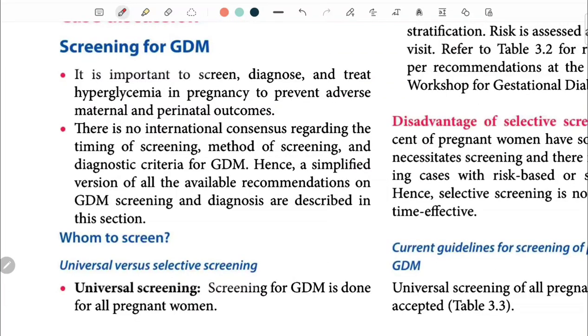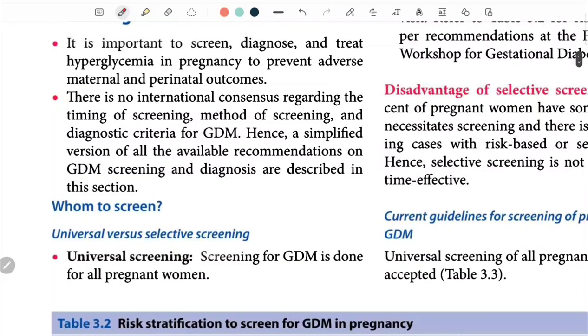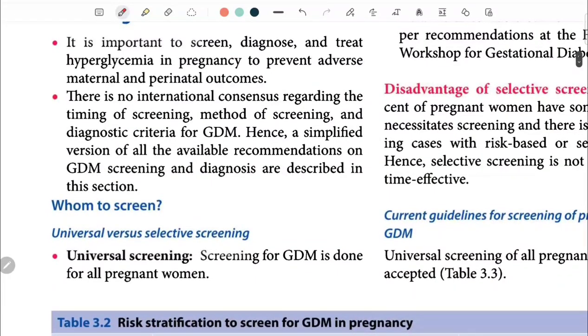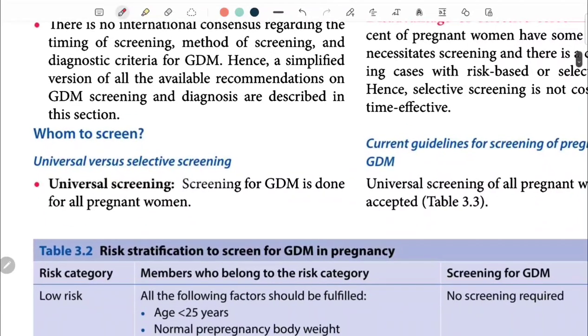So now let's look at the screening for GDM. It is important to screen, diagnose and treat hyperglycemia in pregnancy to prevent adverse maternal and perinatal outcomes. There is no international consensus regarding the timing of screening, method of screening and diagnostic criteria for GDM. So let's look at a simplified version of screening and diagnosis.